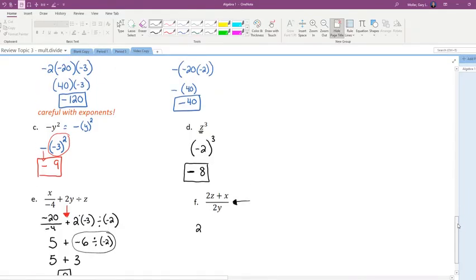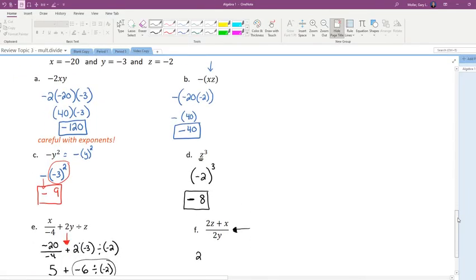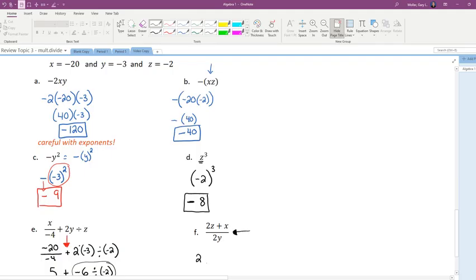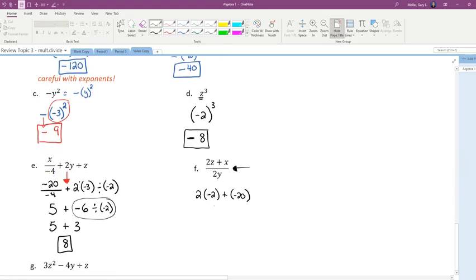2z, let me scroll back up, negative 2. So 2 times negative 2 plus x, which is a negative 20, divided by 2y, and y is negative 3.